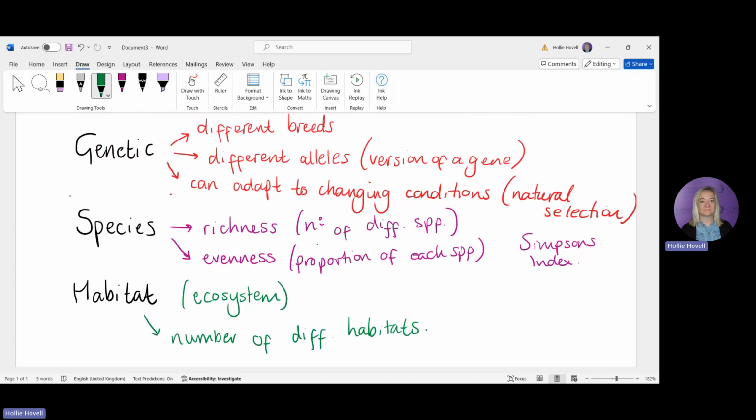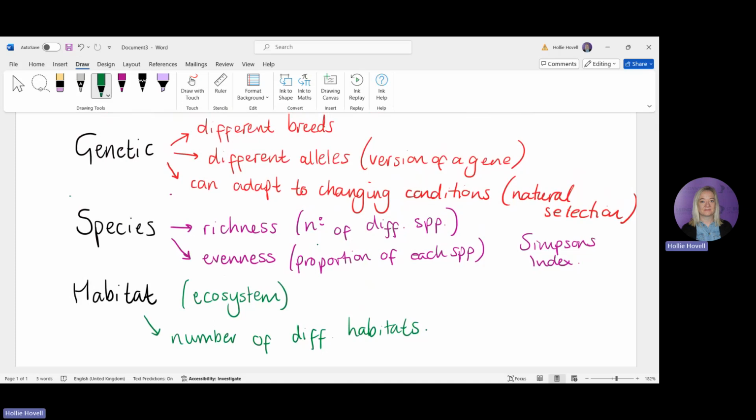So maybe if we got more different habitats, we'd get more different species, so species biodiversity would go up. And maybe the different habitats, the species would need different alleles to live in the different habitats, and therefore maybe even within a species we'd get more different types of a particular species, some that are more adapted to light and some more to shade or whatever, and therefore they'd need different alleles, and it would increase our genetic biodiversity.